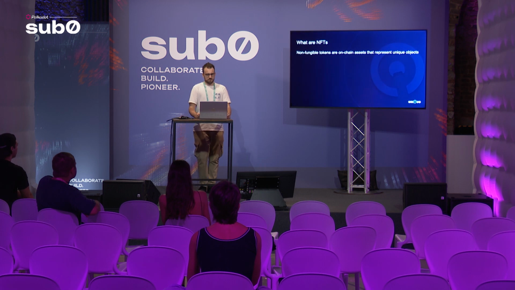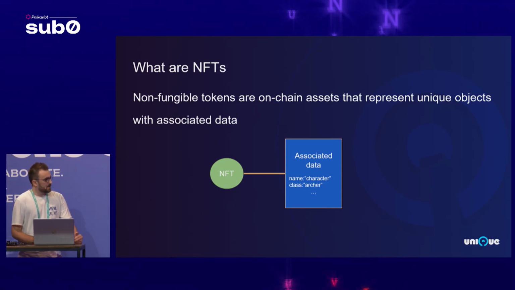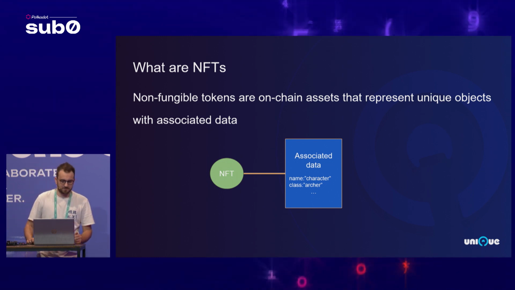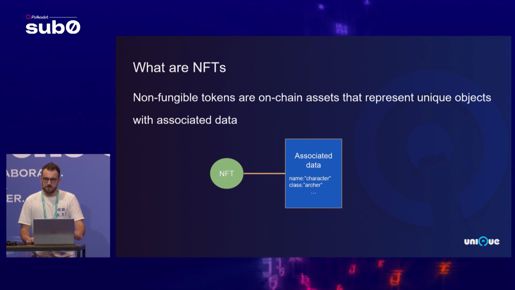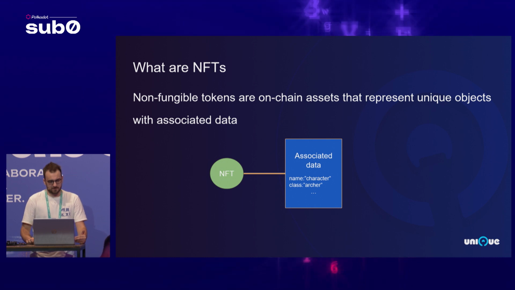It is known that non-fungible tokens are on-chain assets that represent unique objects. And often this is the end of the story. Yet I want to tell you that NFTs are more than that. They can have associated data, often called NFT attributes or properties. This related data is usually organized as key value pairs. You can see an example on the slide, an NFT that represents a character in an MMO game with name and class attributes. NFT attributes can be implemented differently by NFT engines, and the associated logic could be pretty complex.